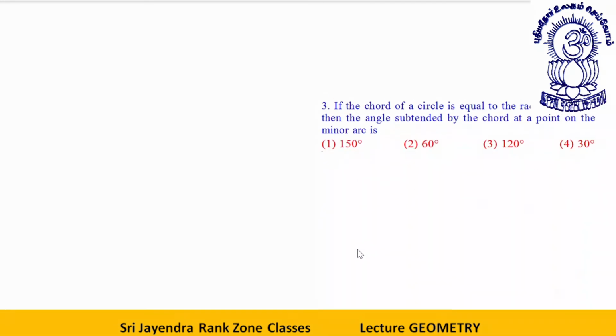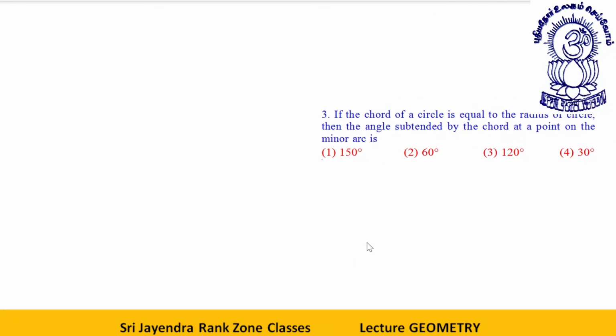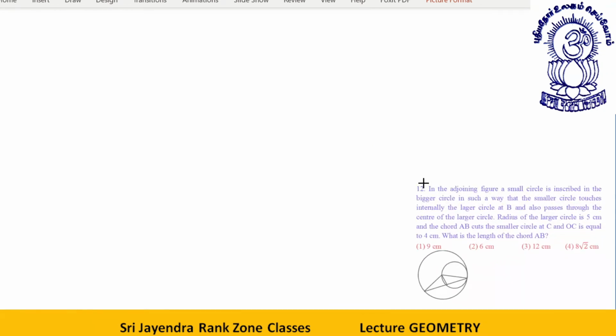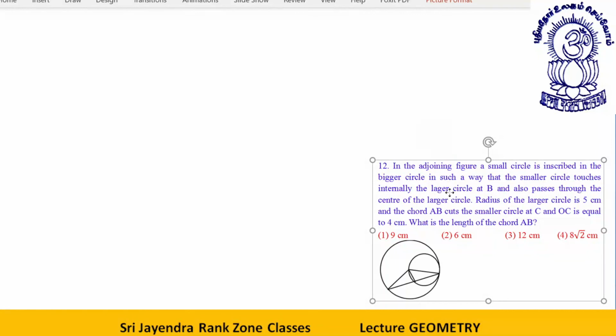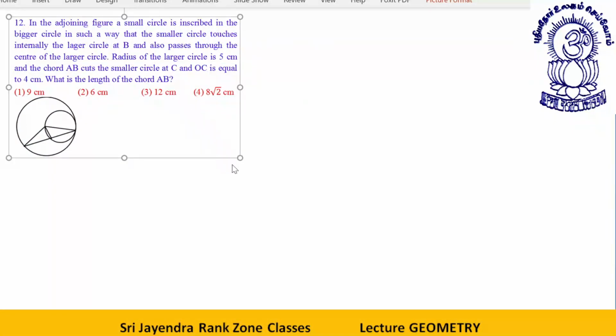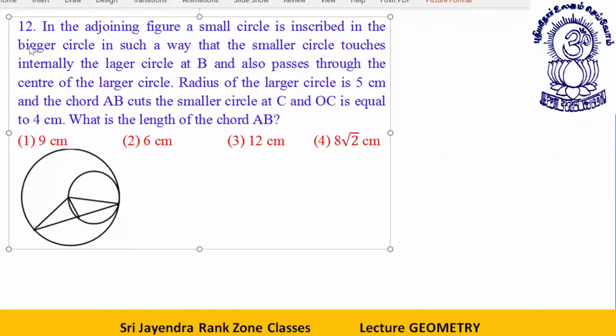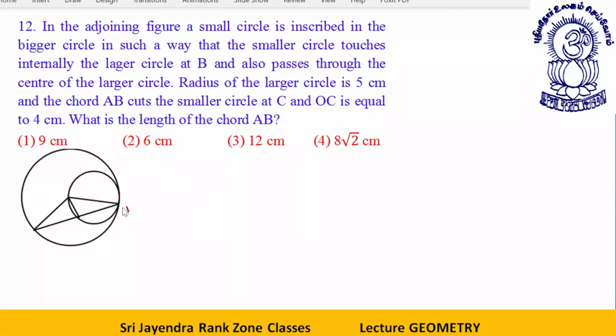The next question we have is, if the chord of a circle is equal to the radius of the circle, then the angle subtended by the chord at any point, I should increase the size a bit. We already have a diagram. In the adjoining figure, a small circle is inscribed in the bigger circle in such a way that the smaller circle touches internally the larger circle at B and also passes through the center of the larger circle. Okay.